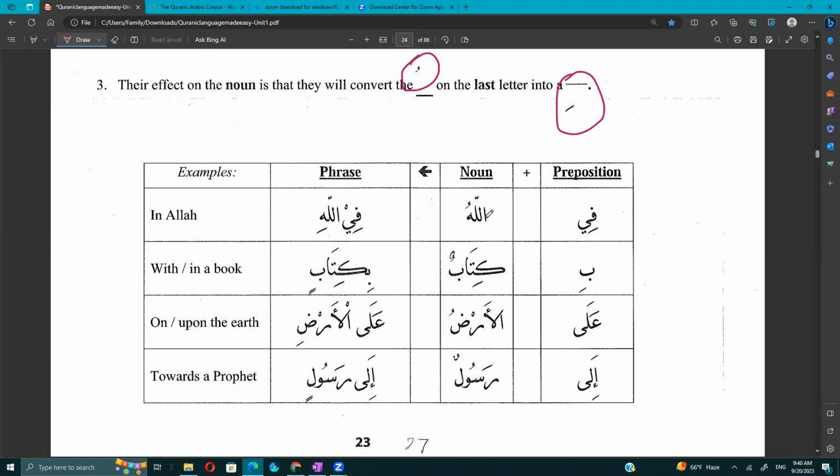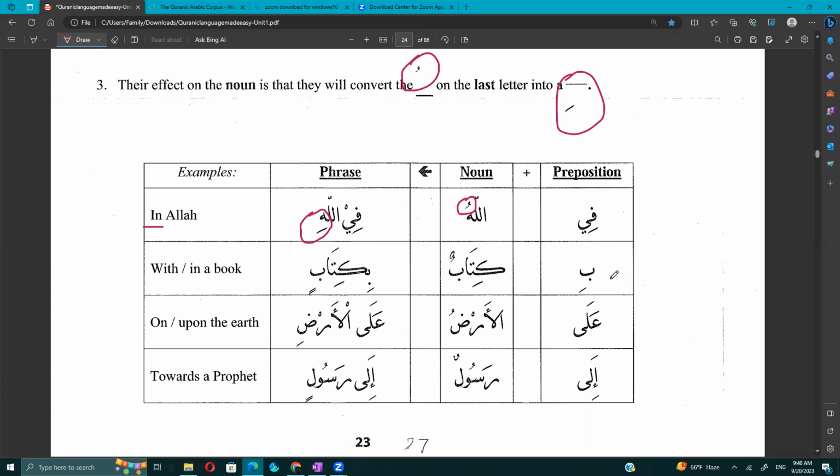Allahu, if you have a fi before it, it becomes fillahi. Look at this. This was Allahu, but because there is a huruful jar fi before it, it becomes fillahi, and the meaning is: fi is in, so in Allah. Fi plus the word Allahu becomes fillahi, in Allah.